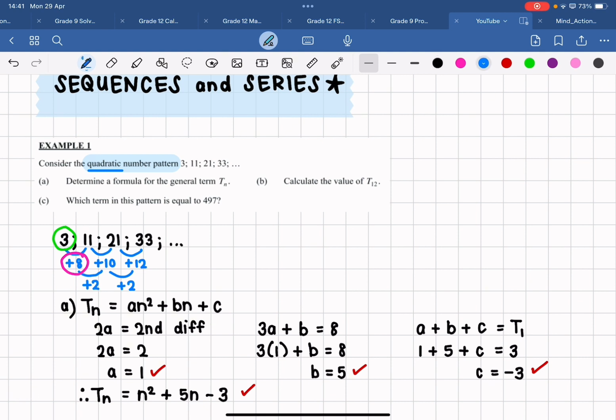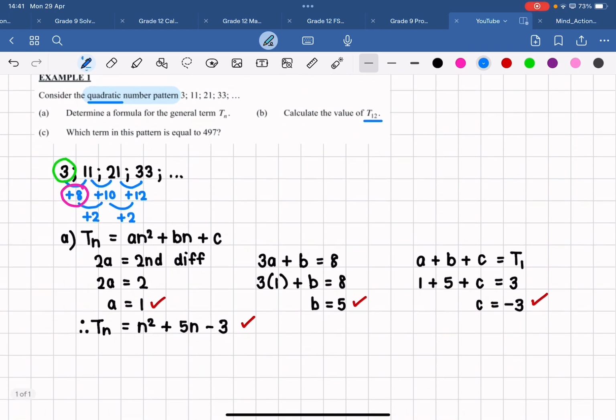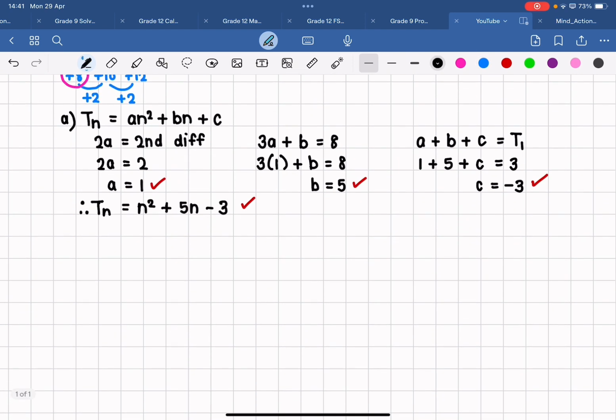In B, they are now asking us to calculate the value of T12. Now we have a formula for Tn, so if I want to know what T12 is, all I have to do is I need to replace n in my formula with 12. I am essentially subbing in 12 because that is what n is. That's what n represents. It's the term number. So when you do that, if you're actually substituting the value in and calculating it, you will get that term 12 is 201. This question will be worth 2 marks, 1 for subbing in and 1 for the answer.